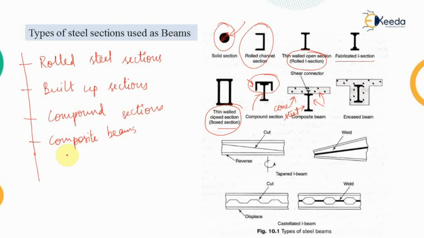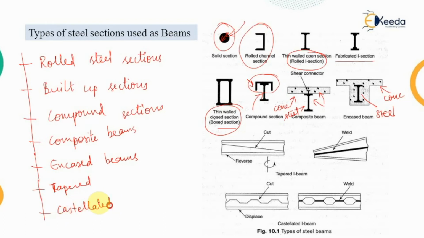Now the next steel section which can be used as a beam is the encased beam. Whenever a steel section is encased in concrete, that is known as the encased beam. And if we want to increase the strength of the section, we can use these two types of beam also, that is a tapered section or the castellated beam. These are the two different types of sections which can be used as steel beams if we want to achieve increased moment carrying capacity.